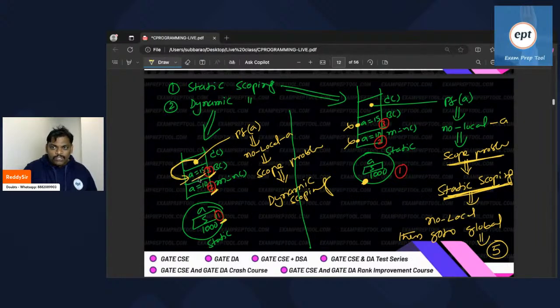Ask him, at least do you have A? Yes. According to dynamic scoping, go to the previous one. If you don't have it, go to the previous. So remember, one time pop, go to previous. So I think printf A, what is the answer? Remember, 15 will be printed.